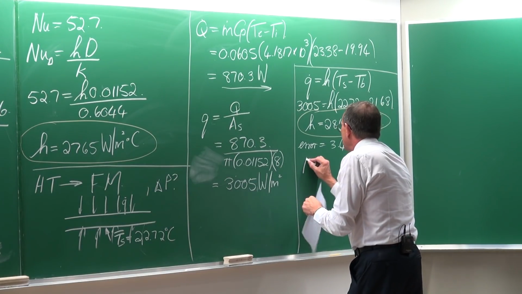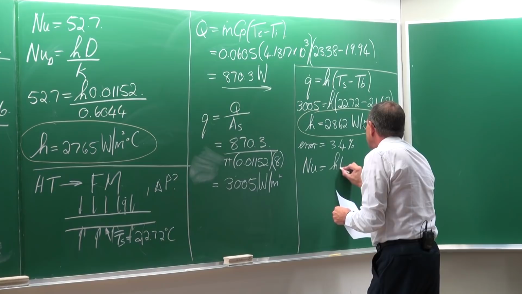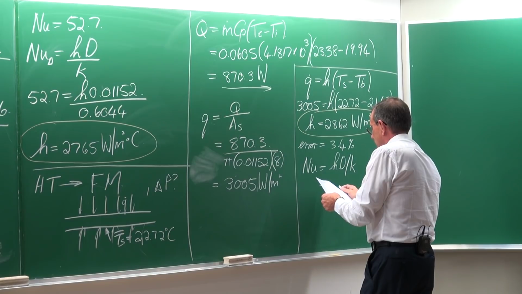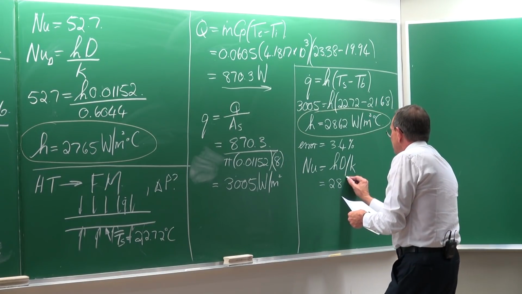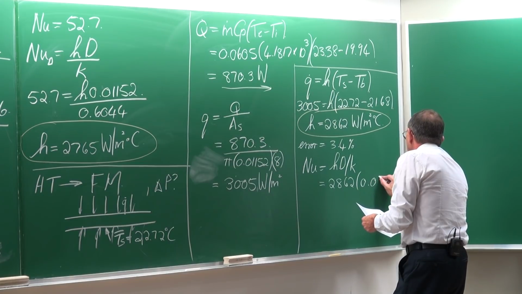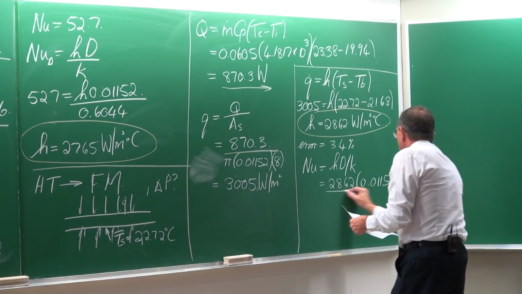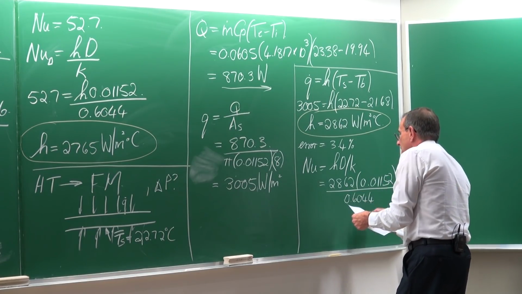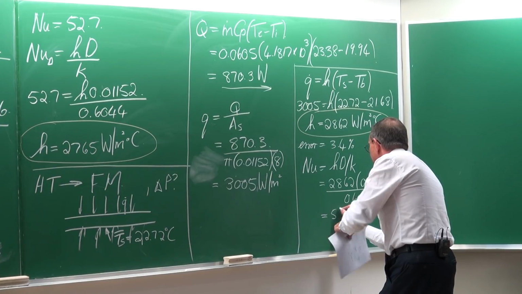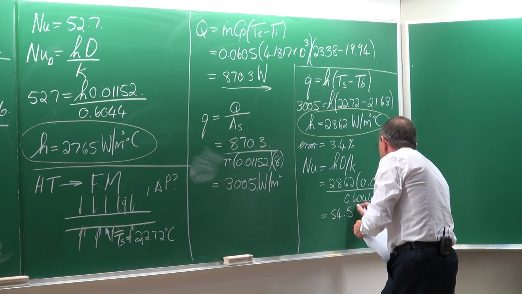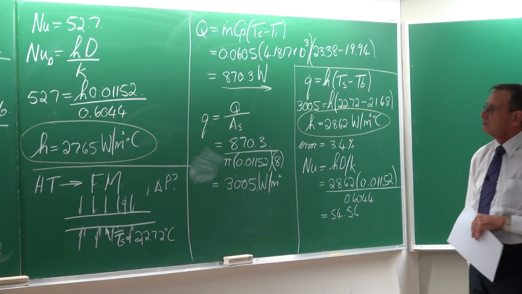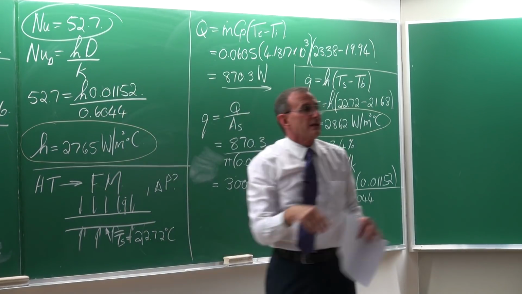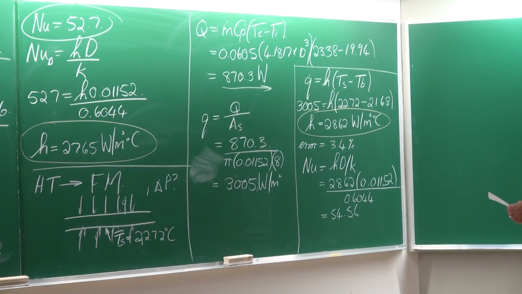Let's go and calculate the Nusselt number. The Nusselt is equal to HD divided by K. The heat transfer coefficient is equal to 2,862. The diameter 0.1152 divided by the thermal conductivity of the fluid 0.6044, and that gives us a Nusselt number of 54.56. Again, compare it to that part that we've determined from the fluid mechanics.